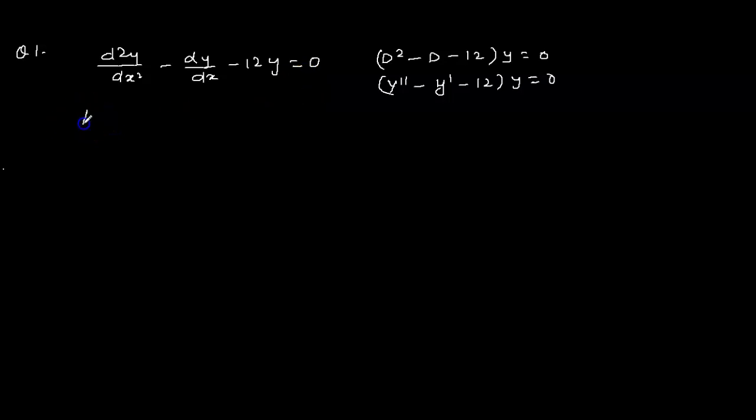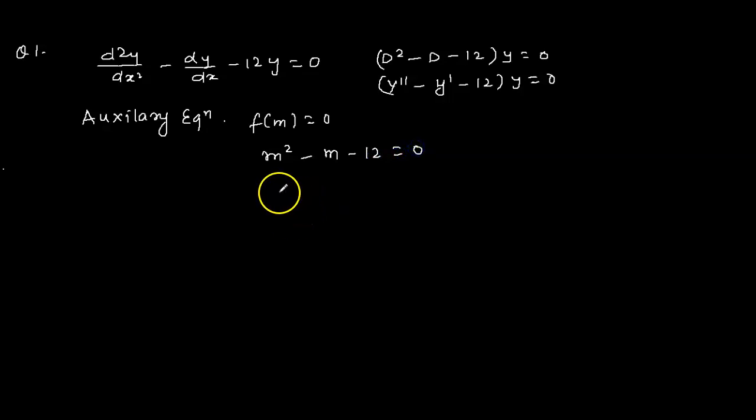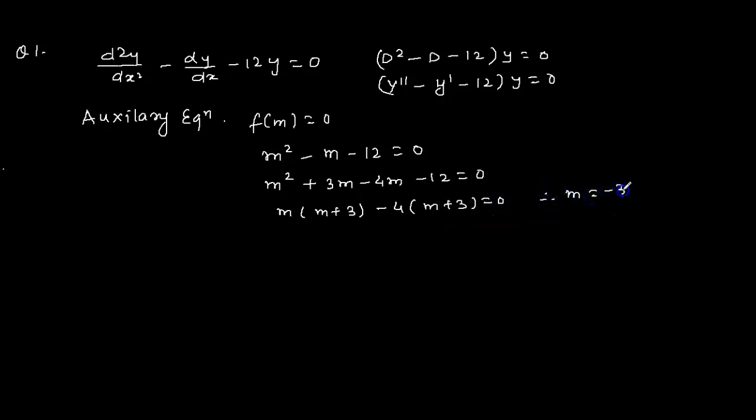First, you have to write the auxiliary equation. Just replace d, meaning differentiation, with m. So we get m square minus m minus 12 is equal to 0. You can write m square plus 3m minus 4m minus 12, that is (m plus 3)(m minus 4). You can do it by the factor method or by the formula. So m is equal to minus 3 and 4.